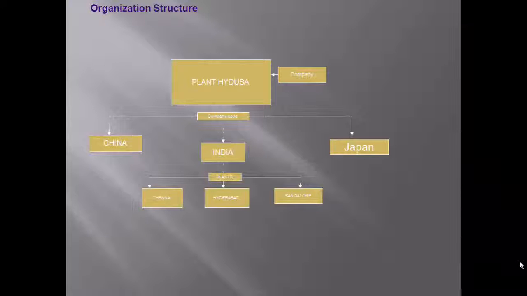Now organizational structure. This is the general organizational structure whenever SAP is getting implemented. The finance and MM guys, they will create this organizational structure like company, company code, and plants. So you can just imagine that your main company is in the US and it is operating in other countries like China, India, Japan, and under India you have so many plants. Similarly, you can have so many plants under China, so many plants under Japan.